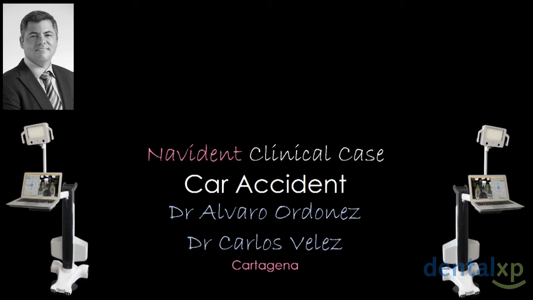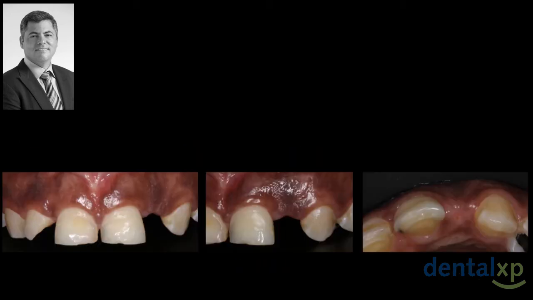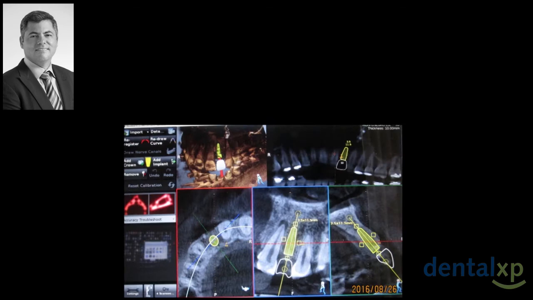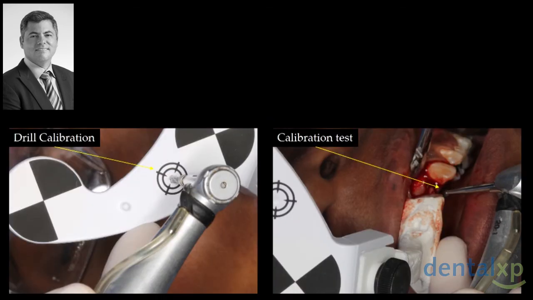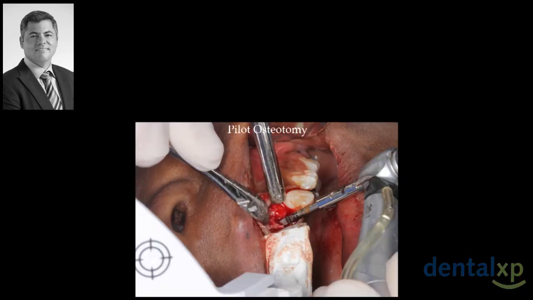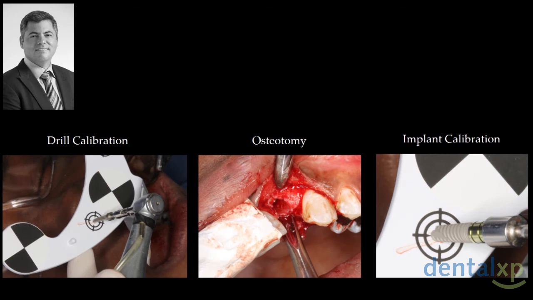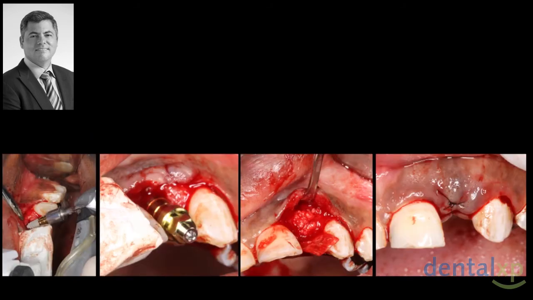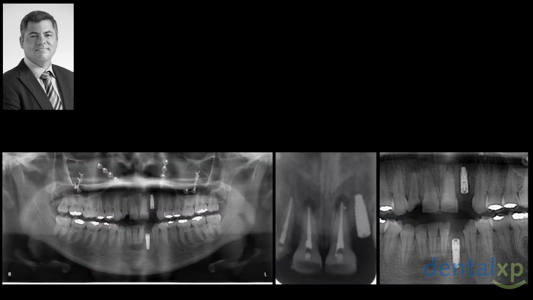So the first case was a lady that had a car accident and she lost several teeth and had several damage. So we went ahead, went through the planning process, did the calibration process, calibration test, pilot osteotomy. You always have to make sure that you test the position of the bur to make sure that the calibration is done properly. And you go into the process of doing the osteotomy, and if you have to do any type of grafting or whatever, you do it. You do your surgery as you always do.